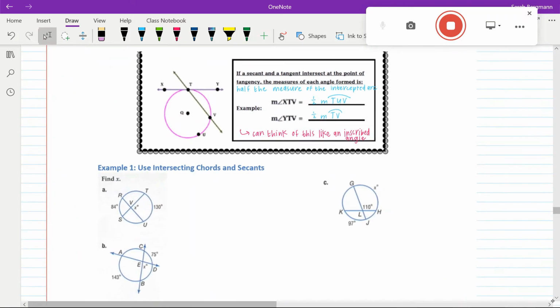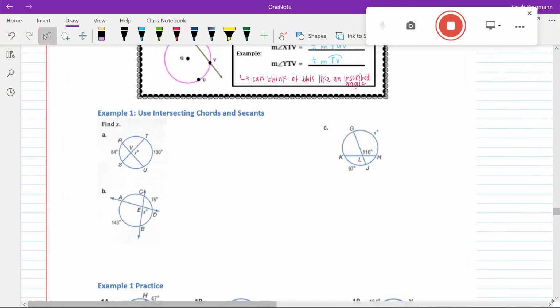Okay, so those are our two. Sorry, I was thinking there was another case. Just those two. Let's do this as an example.